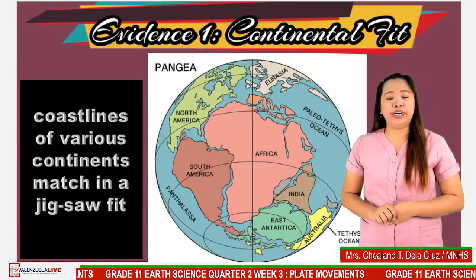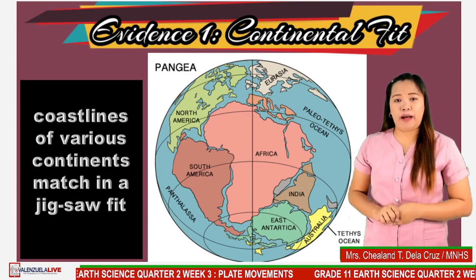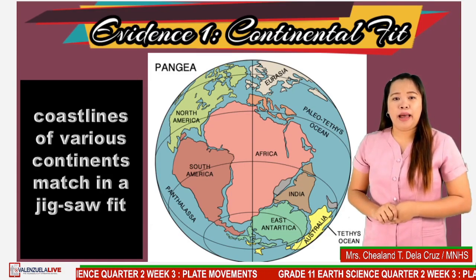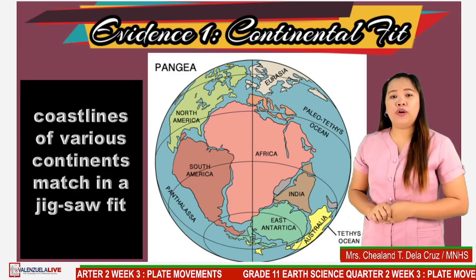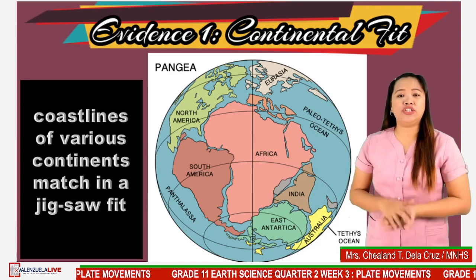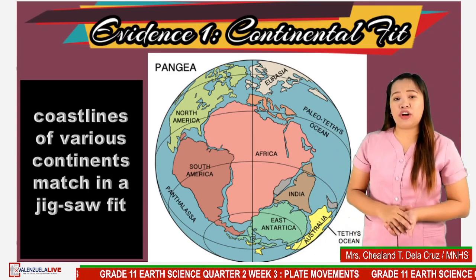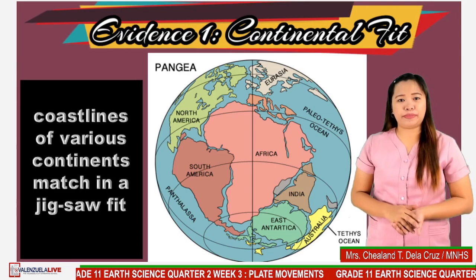According to Wegener, any areas where there are gaps or overlaps may be explained by coastal erosion, coastal deposition, rises in sea level, and changes in land level experienced by our planet since continental separation.